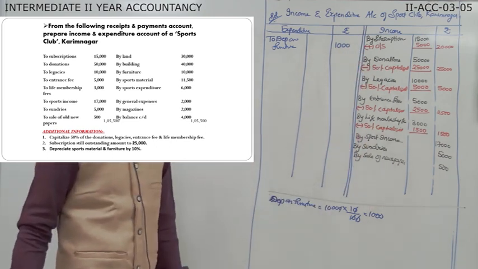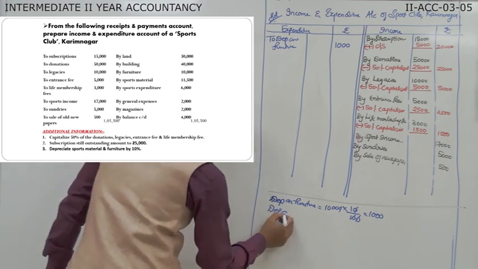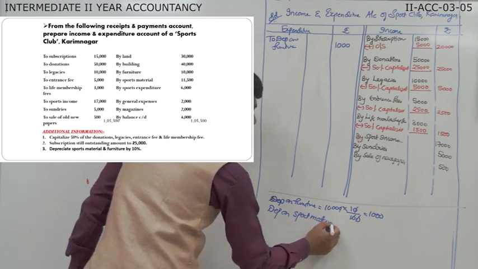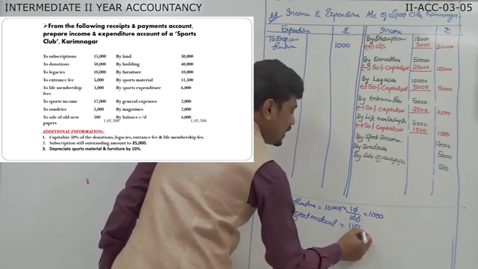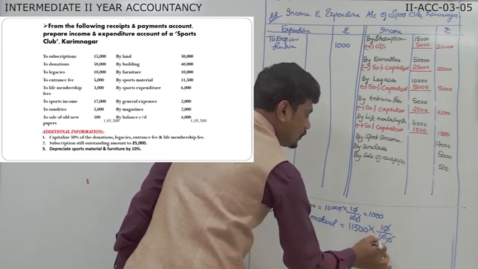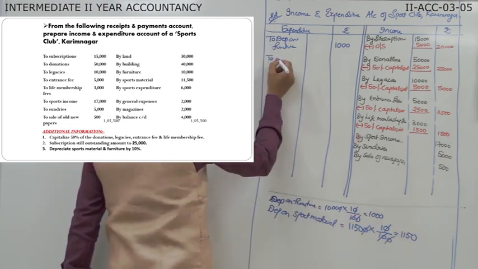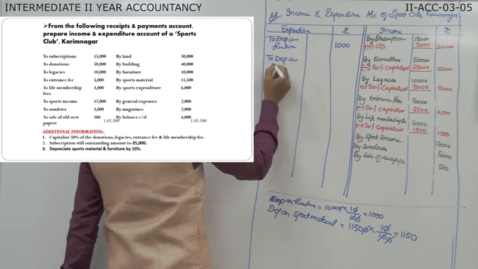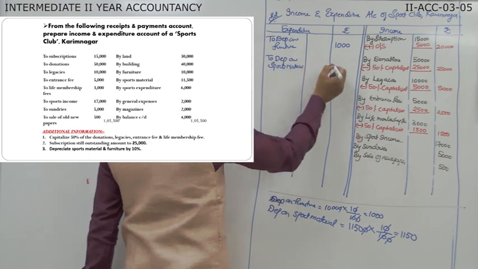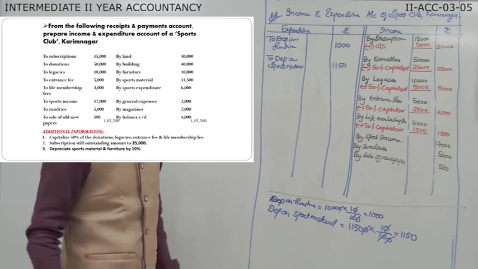Then sports material. Again they told depreciation. So depreciation on sports material. What was the value of sports material? 11,500. 10%. Zeros cancelled. 1,150 rupees. So again, to depreciation on sports material, 1,150. Then they gave sports expenditure.